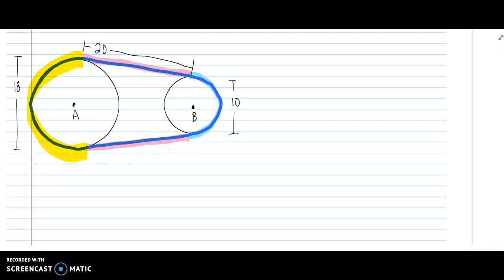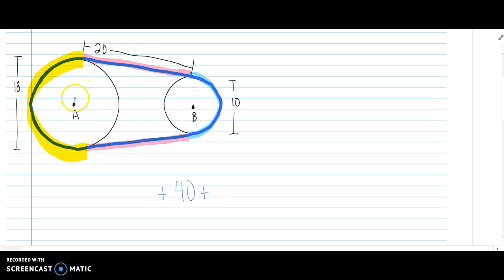Because of all the symmetry in this shape, the straight segment on the top is equal to the straight segment on the bottom. Those two tangent segment lengths are going to be equal. So when we're looking at finding this entire length, 40 is going to be the sum of the two pinks. We need to find the yellow and find the turquoise, then we'll have the entire length.